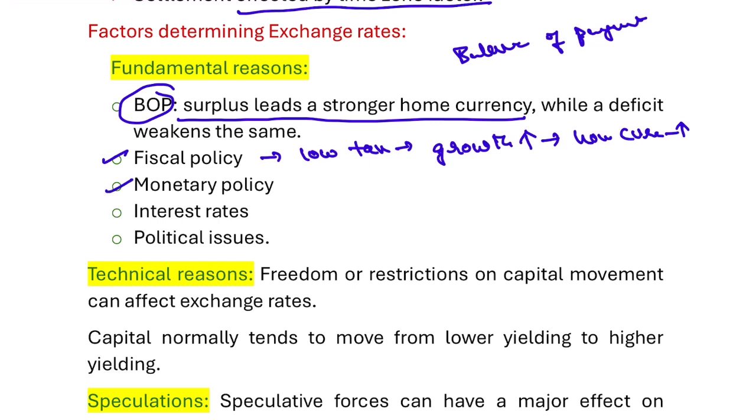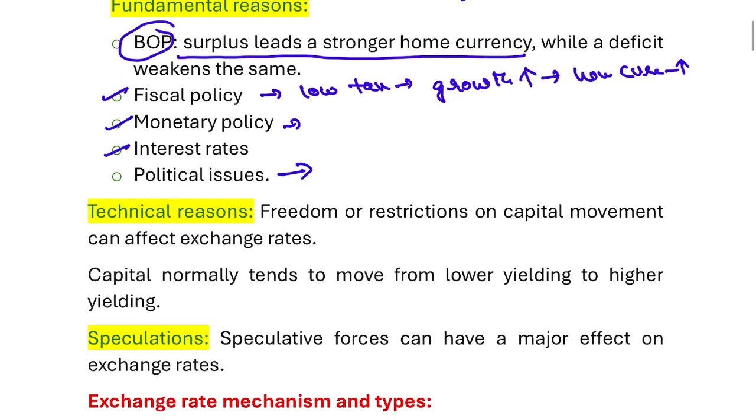And monetary policy. Monetary policy means what? It is decided by the RBI, which decides the interest rates. Interest rates always depend upon and affect the exchange rates. And political issues are a major determining factor for exchange rates. If the political power or political party is unstable in any country, there is definitely high volatility in the exchange rates. Got it? These are the major factors which determine the exchange rates.